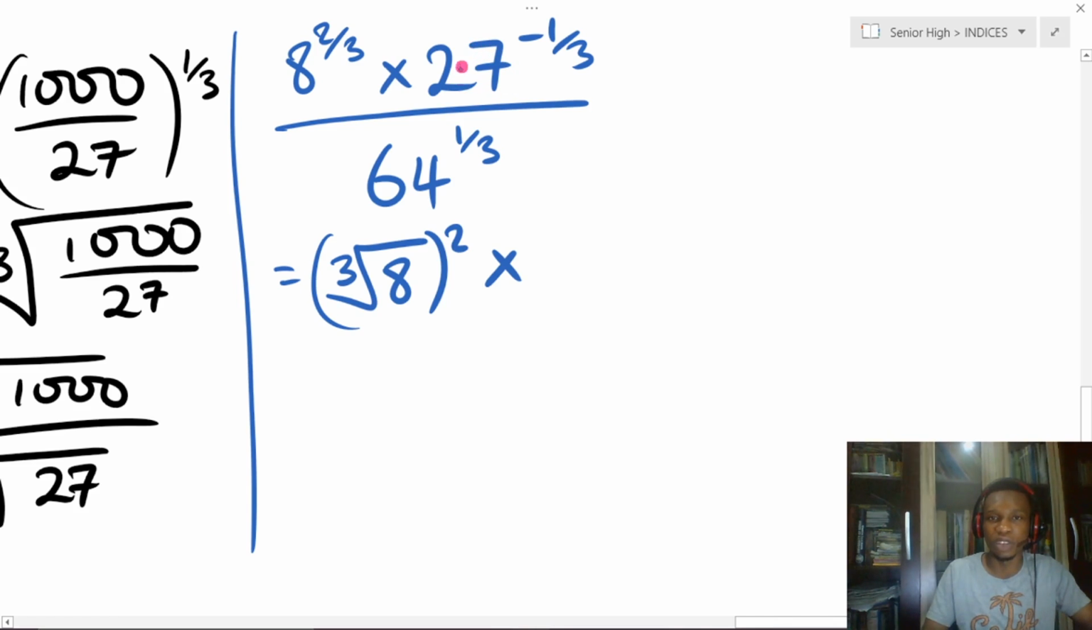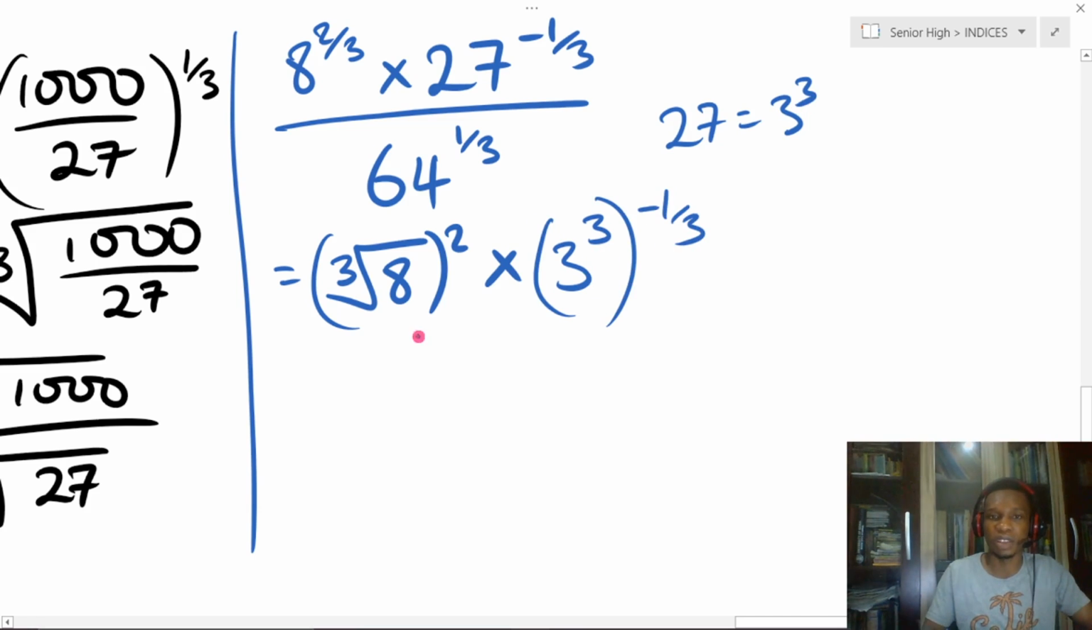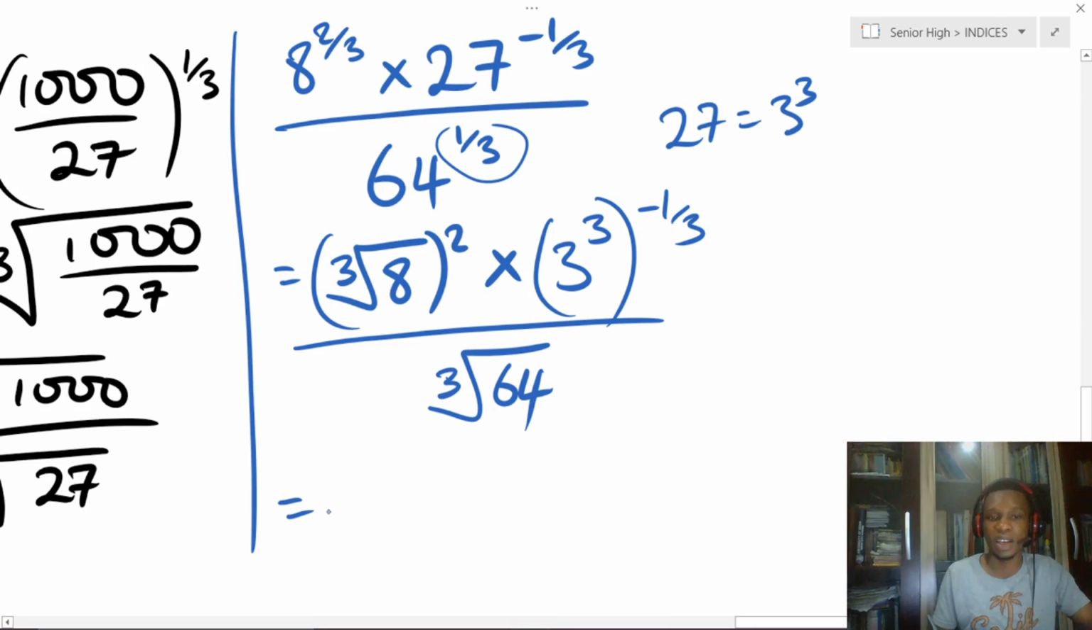transform this particular one to 3 raised to the power of 3. Remember, 27 can be written as 3 raised to the power of 3, and then here is minus 1 over 3, all over 64. 64 can be written as 8 to the power of 2, but if I don't want to apply it that way, I can just write the law straight away by using this law of 1 over 3. This is the fractional index law, and I can apply it to be the third root of 64. Is that okay? I believe that's going well.